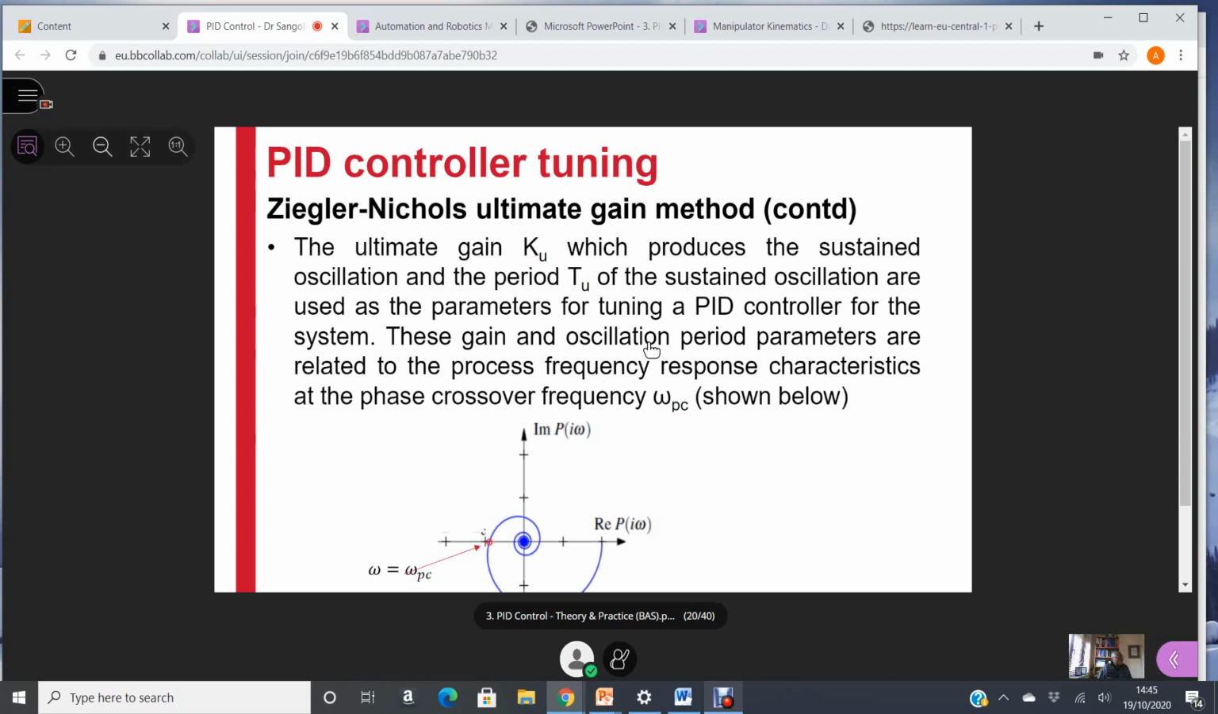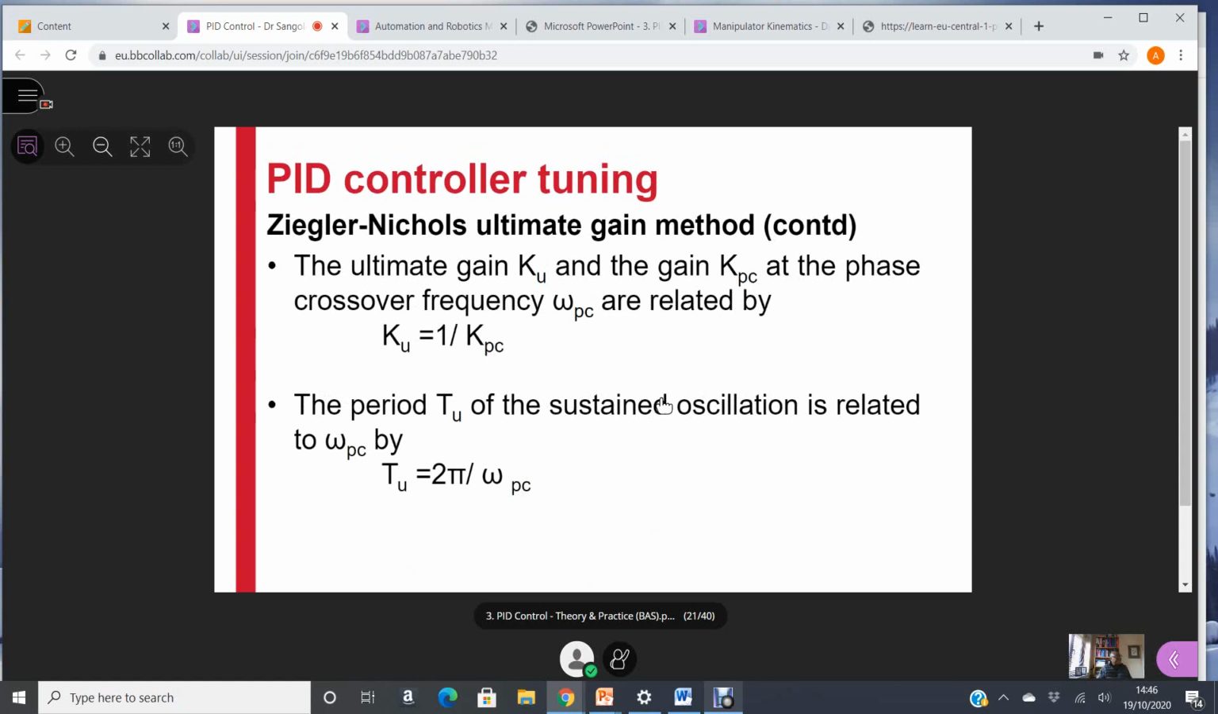The gain and oscillation period, that Ku value and the Tu value, are related to the frequency response characteristics of the system at the phase crossover frequency, at the point shown there. This is a polar plot of the open loop frequency response of the system, and the critical point is where the Nyquist plot intersects the negative real axis. That point is called the phase crossover frequency. The frequency there is the phase crossover frequency, and your Ku and Tu are related to what is happening at that frequency.